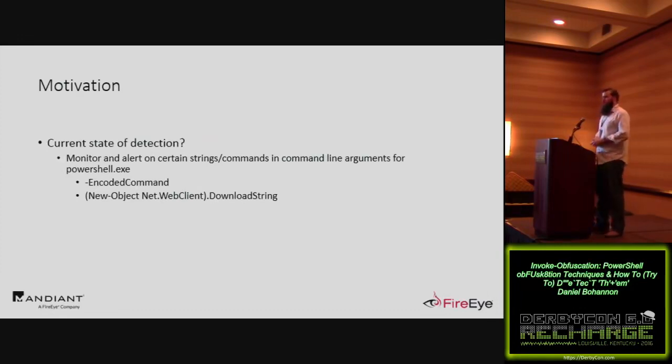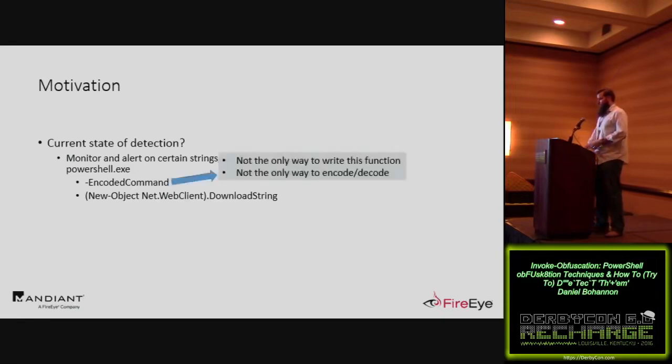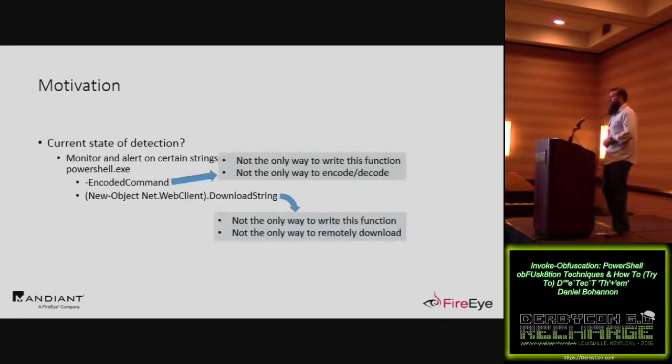So, current state of detection. These two examples here, encoded command and this remote download cradle, are typically what we see in a lot of investigations. However, for each of these, this is not the only way to write this exact function, and the PowerShell language is just so fantastically rich. There are so many ways that you can accomplish the same task with different syntax.